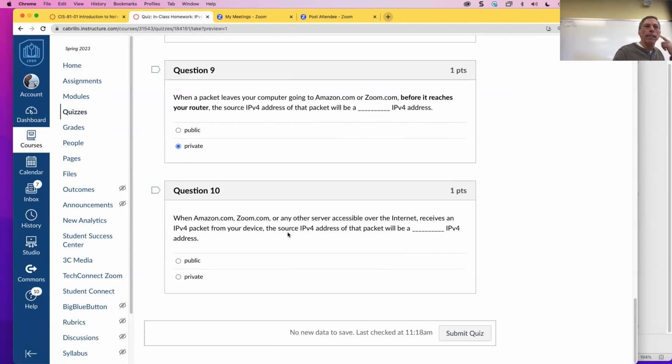All right, last but not least, then I'll let you go. Oh, participation quiz, then I'll let you go. When Amazon and Zoom or any one of these public servers receives an IPv4 address from your device, the source IPv4 address of that packet will be public. Yeah, private addresses are not routable over the internet.